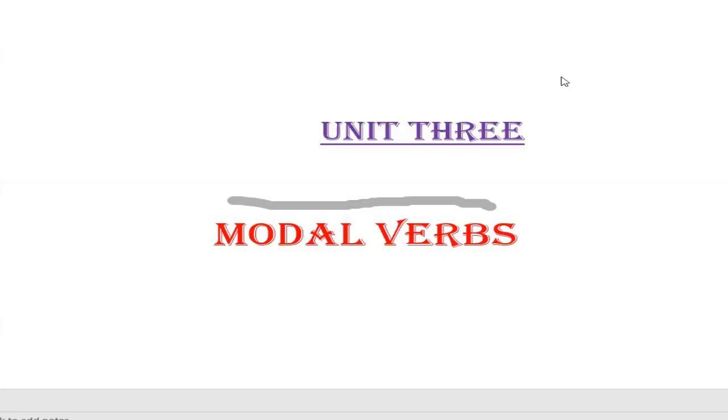Okay, let's proceed to this one. Unit 3, modal verbs. Is it okay now? Sorry. Okay, so modal verbs. This is unit 3. We have finished unit 1 and unit 2 so far, right? The passive and active, you are expected to do it at home. You can do it at your home, right? The module. So unit 3, modal verbs.